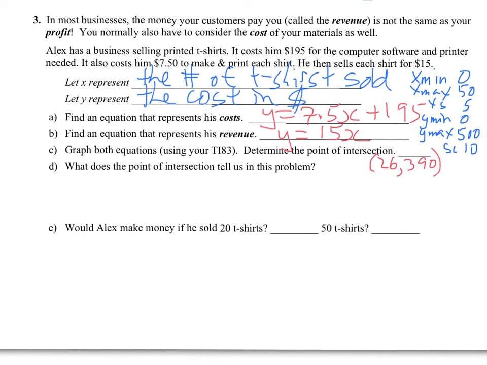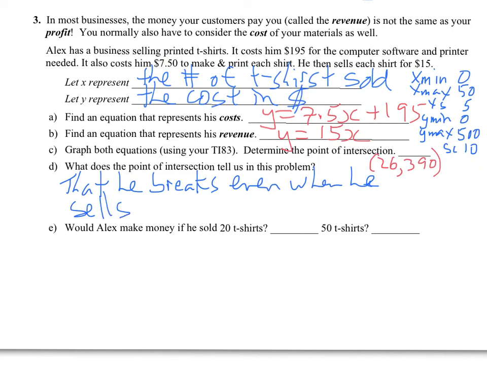So what does the point of intersection tell us? It tells us that he breaks even when he sells 26 t-shirts. What does it mean to break even? That your costs for running your business equals the amount of money coming into your company.